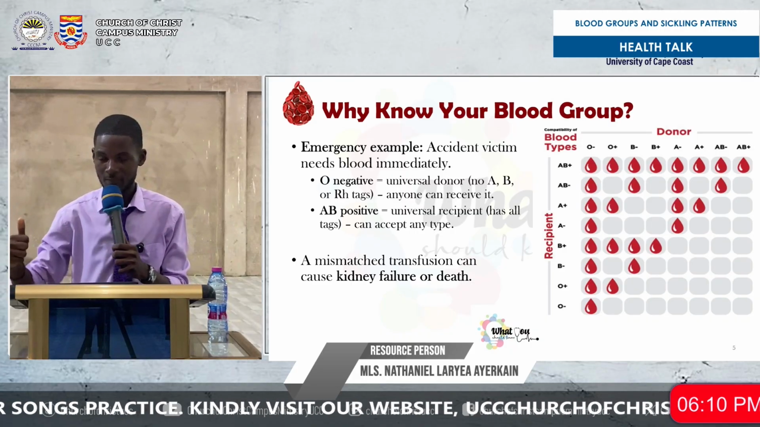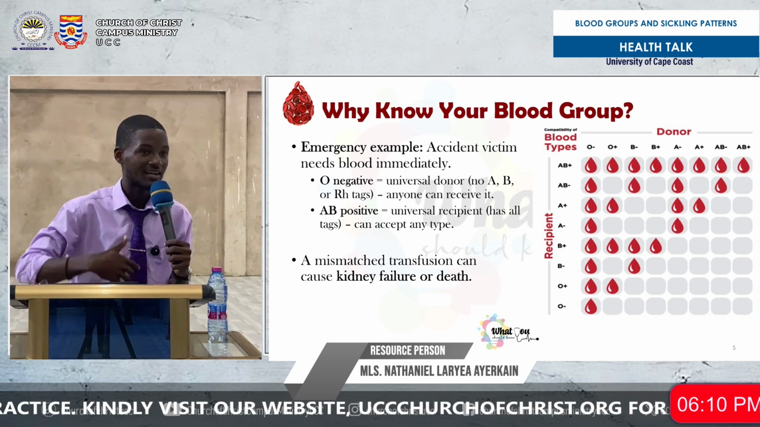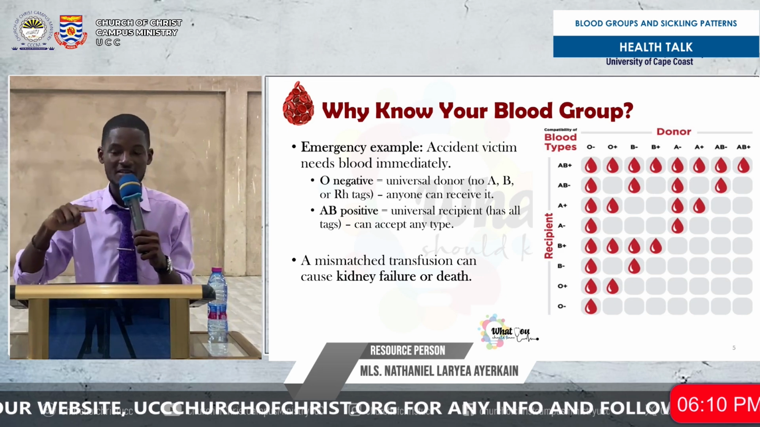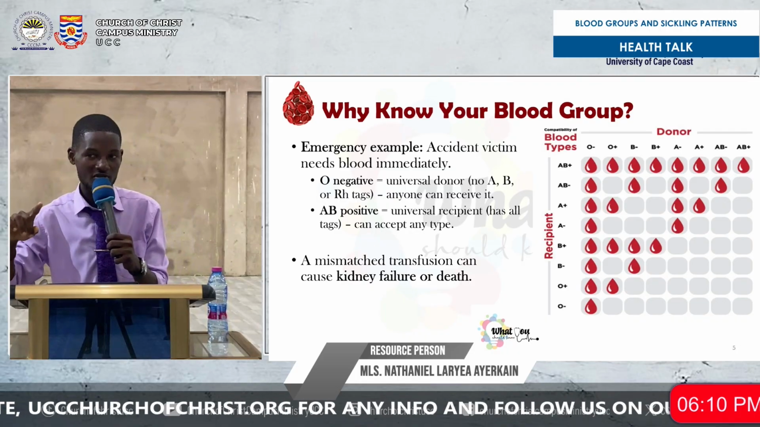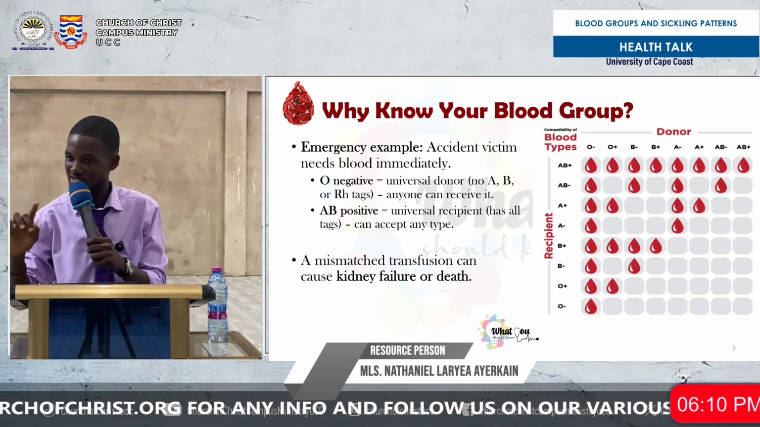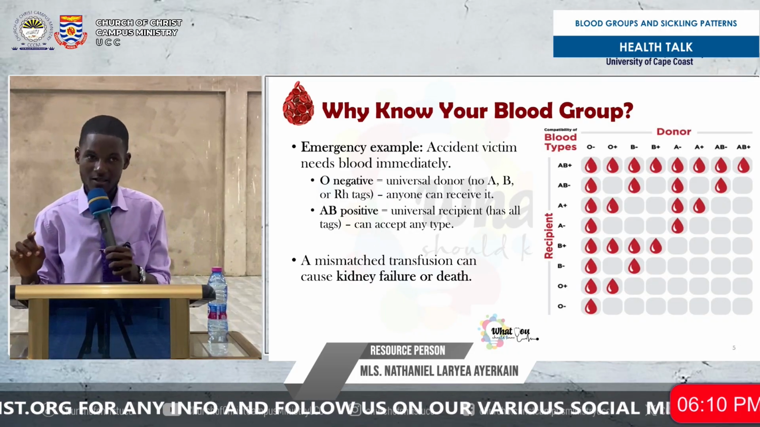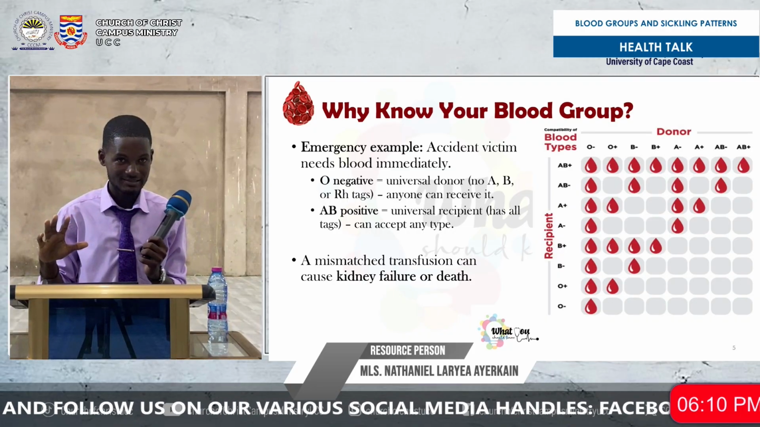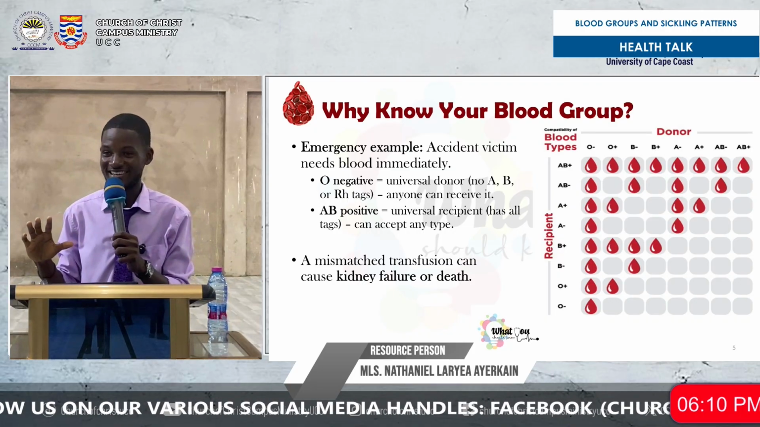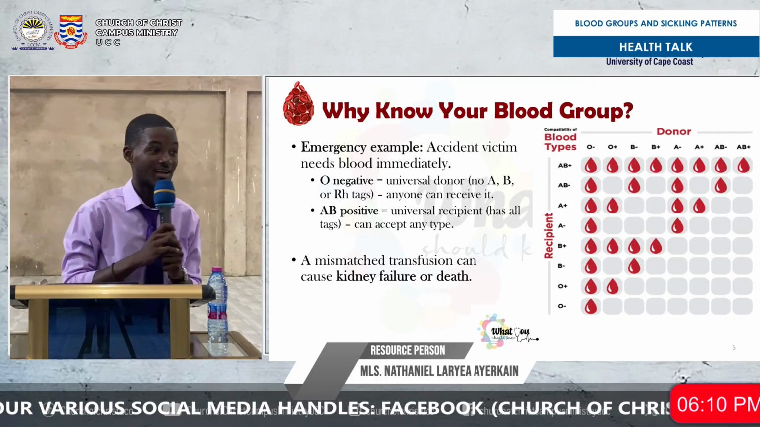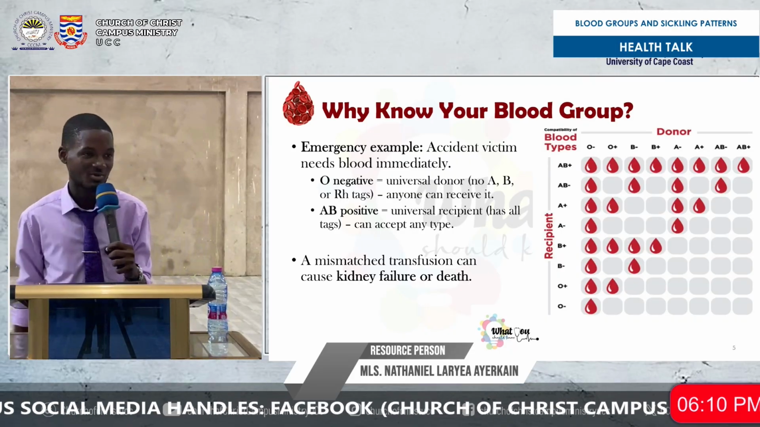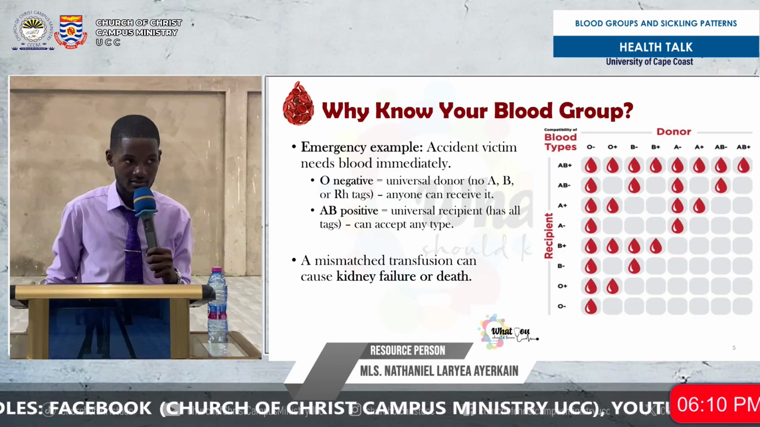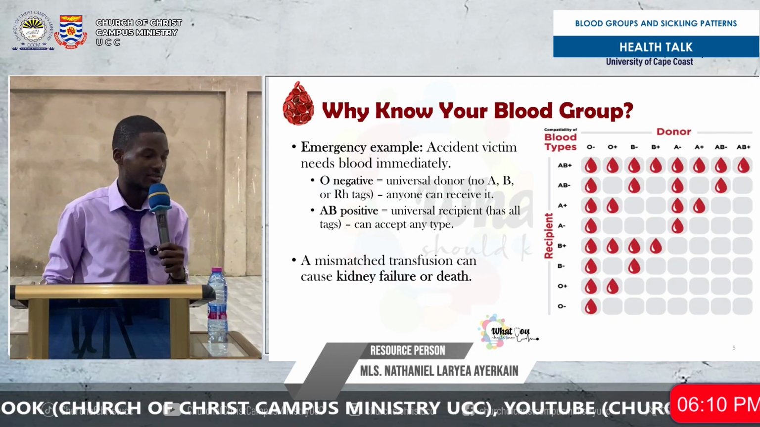Are we fine? A person who is B positive can give blood to a person who is B positive. A person who is B positive can give blood to a person who is AB positive, but cannot give blood to a person who is AB negative. Please, are we confused or are we clear? Hello? It's not rhetorical. I want a response. Are we clear? We are clear. I should come again. Great.